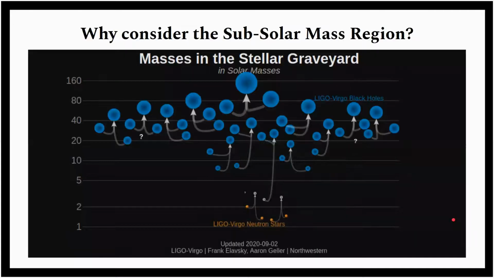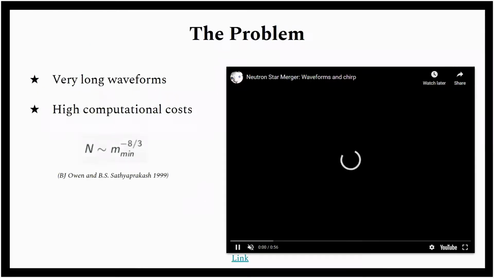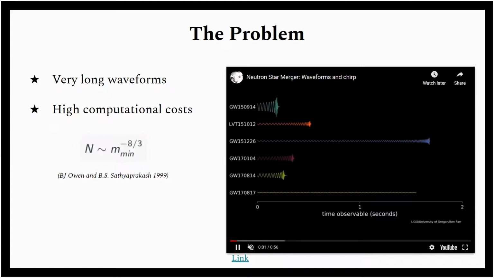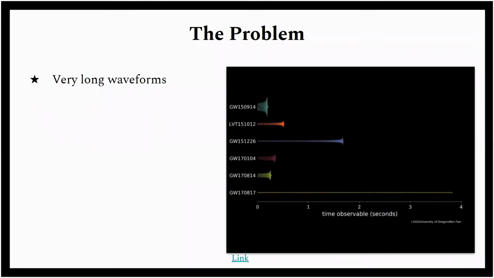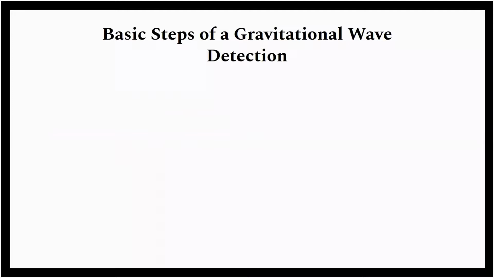Okay, so the basic idea of this was trying to address this problem that I mentioned here: they are very long waveforms, they have very high computational costs, and how do we efficiently try to detect something in the subsolar mass region. So before I talk about what we try to do, I'll give a quick reminder of the basic steps of a gravitational wave detection.